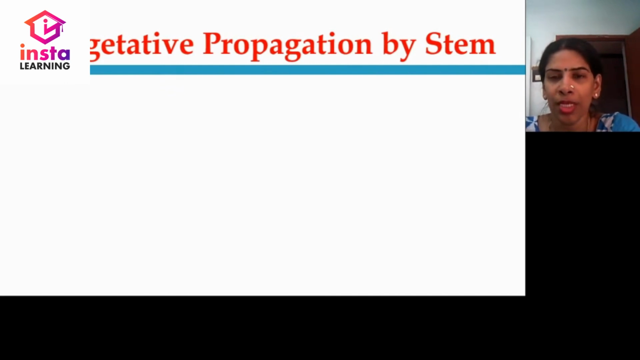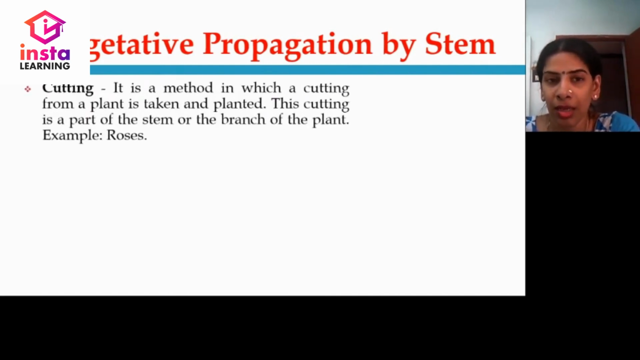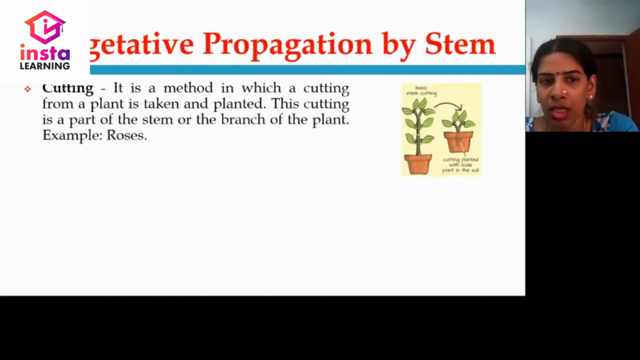Vegetative propagation by stem: cutting. It is a method in which a cutting from a plant is taken and planted in another pot. This cutting is a part of the stem or might be a branch of the stem. You can do this in roses. Cutting the top of the plant and planting it in another pot. The nodes will help the plant to grow further.